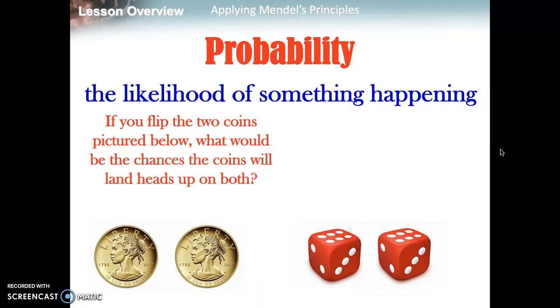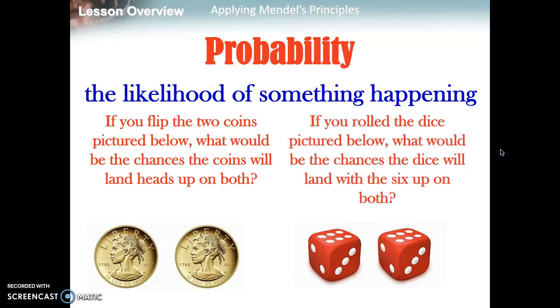So this time we're going to flip 2 coins instead of 1. What would be the chances that the coins will both land heads up? Or if we use our die, instead of rolling 1 die, we're going to roll 2 dice, and what are the chances that they are both going to be 6s? Now this is different from flipping 1 coin twice or rolling 1 die twice. Now we're doing both coins at the same time and both dice at the same time.